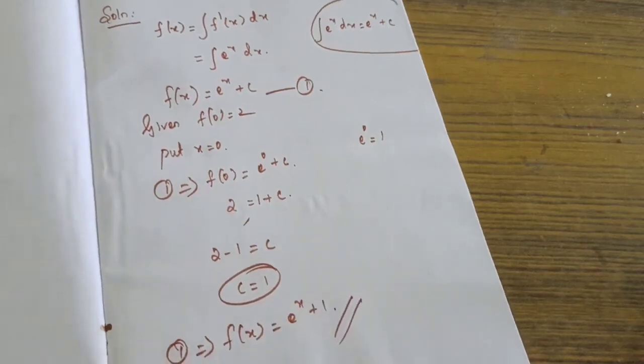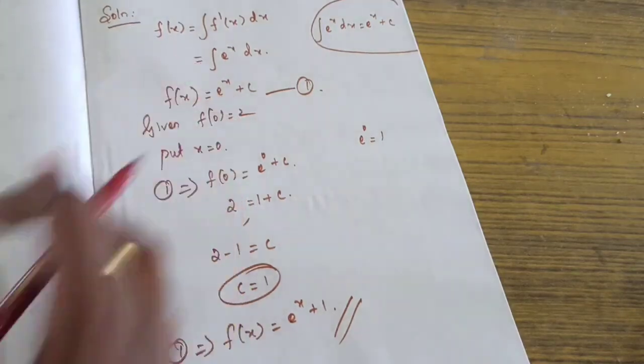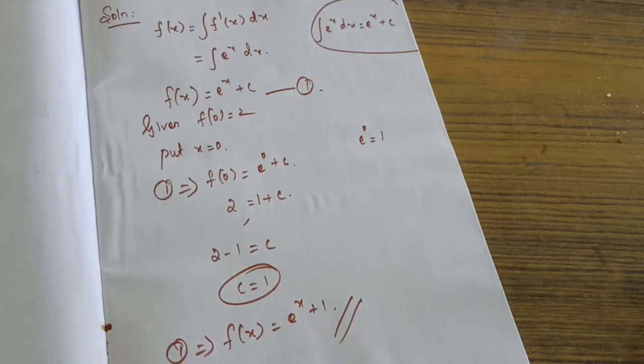Okay. Very easy. This one you already know. If we are differentiating, we will get f dash of x. The reverse process of differentiation is called integration. From f dash of x, if you integrate, you will get f of x. So f of x is equal to the integral of f dash of x dx, which is the integral of e power x dx. So f of x is equal to e power x plus c.